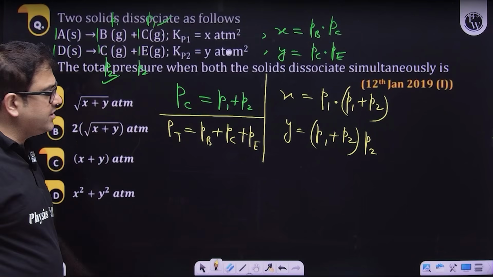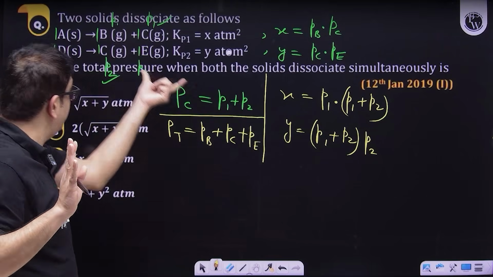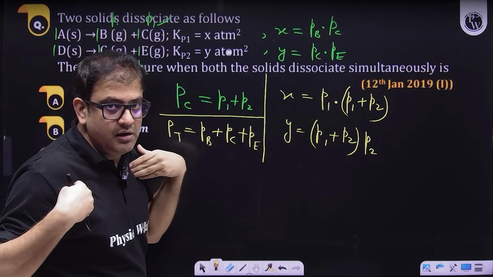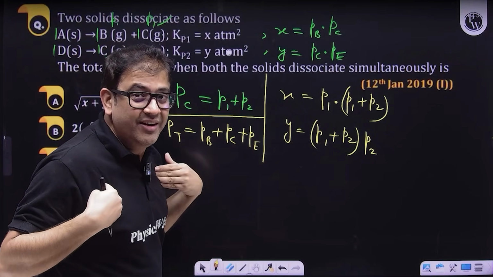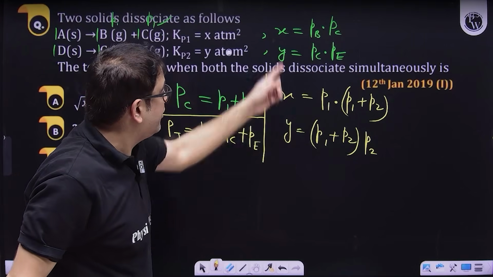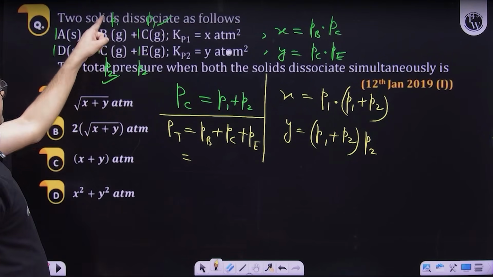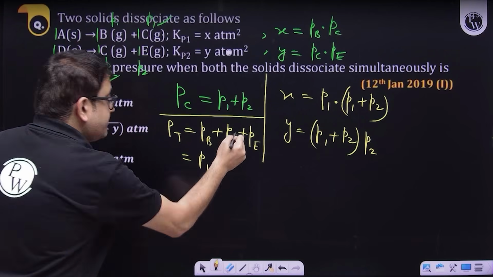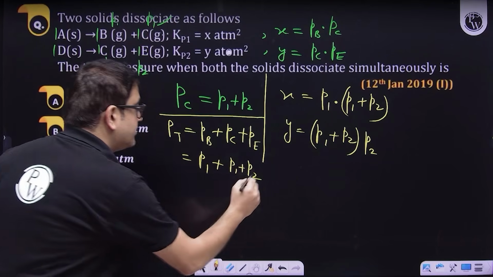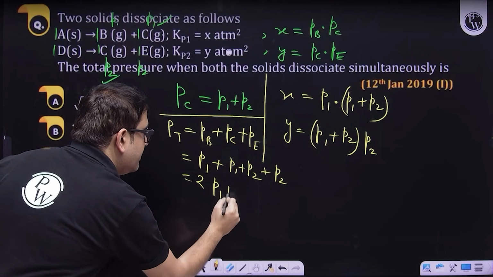No, sir. These gases, their summation of partial pressures at equilibrium, and these pressures we have taken at equilibrium only because K we have written. So these pressures we are taking, these are variables we introduced. So we are introducing these values at the time of equilibrium, therefore written for K. So what is partial pressure of B? So partial pressure of B is P1. What is partial pressure of C? Sir, P1 plus P2. What is partial pressure of E? Sir, P2. So can you tell me what is total pressure? Sir, it is twice of P1 plus P2.